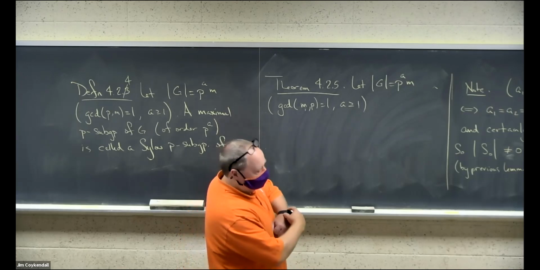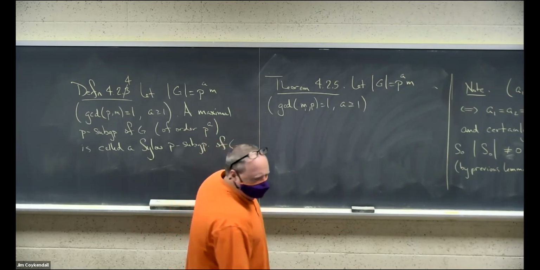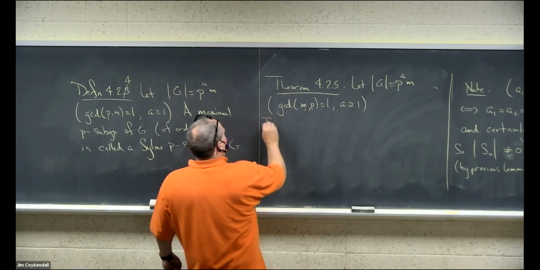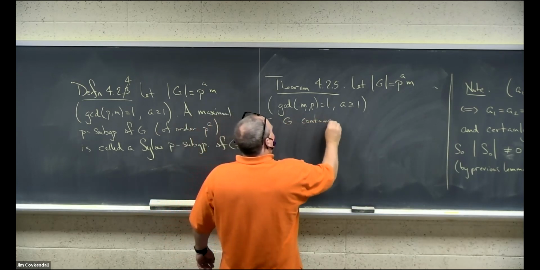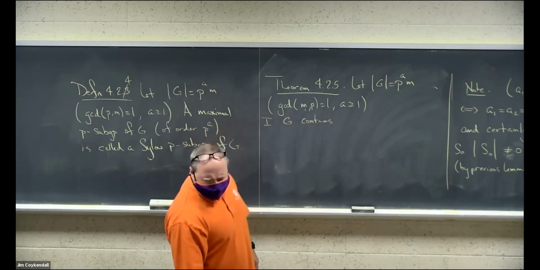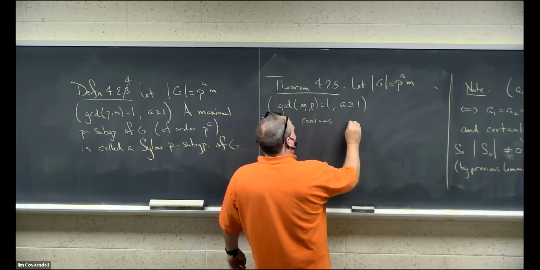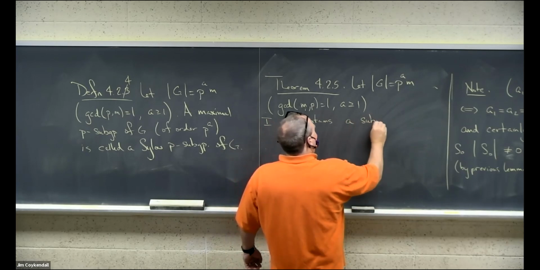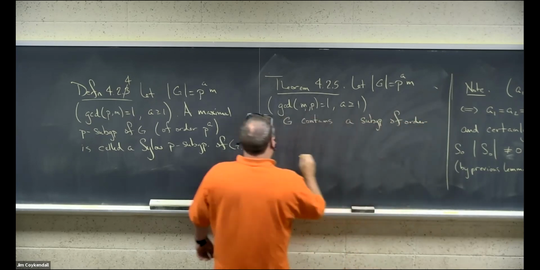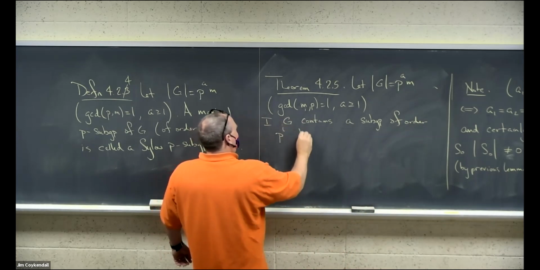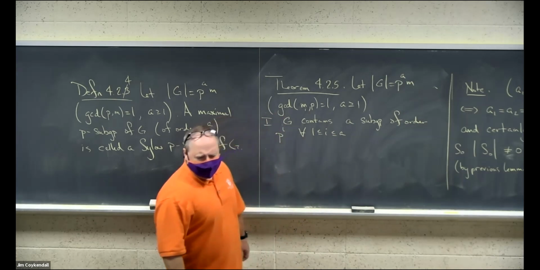So again, finite group of order P to the A times M, where the GCD of M and P is 1, A is at least 1. Then let me give you the Sylow theorems here. Number 1, G contains a subgroup of order P to the I for all I between 1 and A, inclusive.